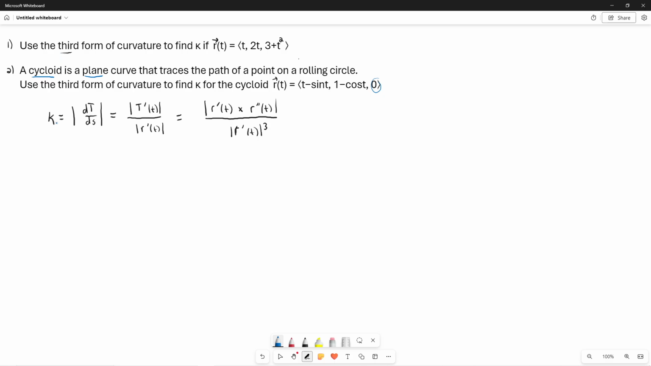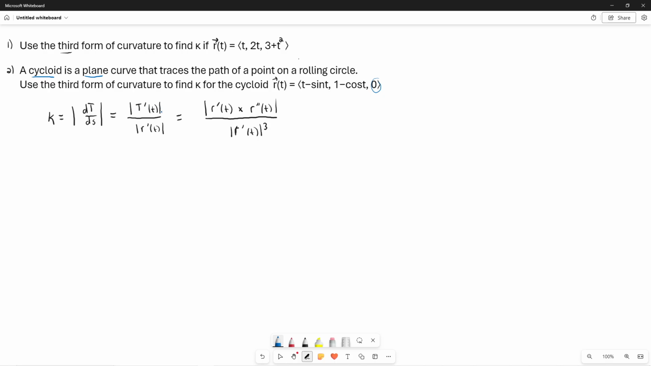Okay, the third form of curvature. So kappa is our curvature. The idea of it is that it's the magnitude of the rate of change of the unit tangent vector with respect to the arc length parameter. Now, the arc length parameter is sometimes a little bit of a challenge to have access to, so we have a second form of curvature where we just have any parameter t, and it's the magnitude of T prime of t, where again T is the unit tangent vector to the curve r, divided by the speed of the curve, the magnitude of r prime of t.